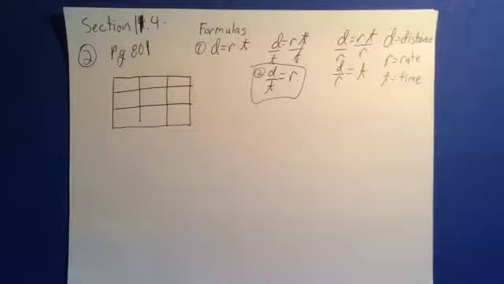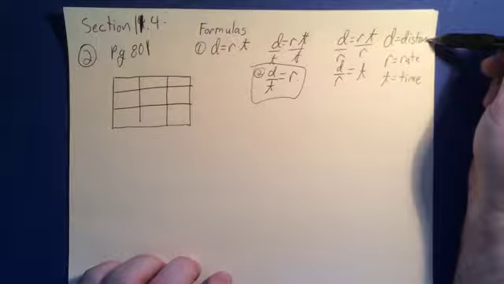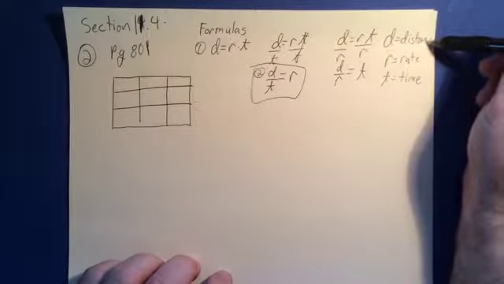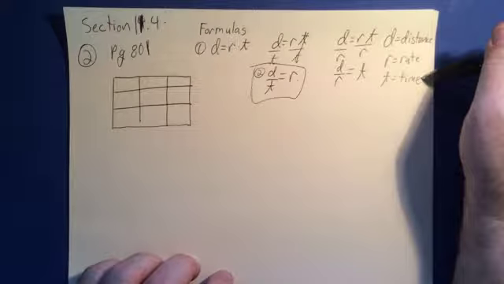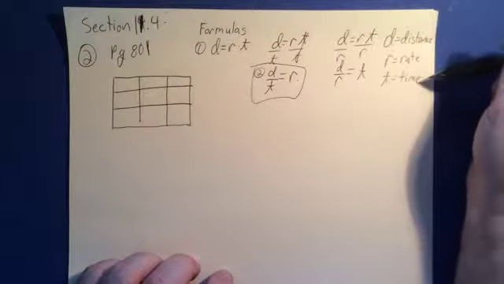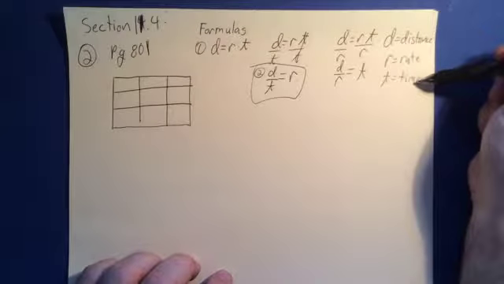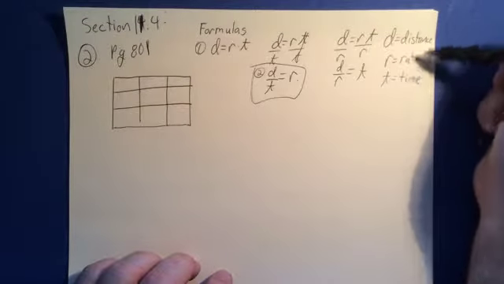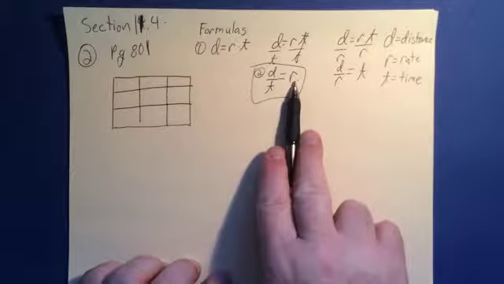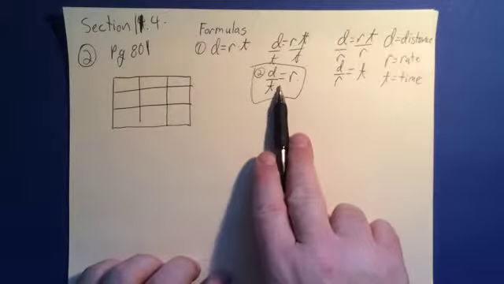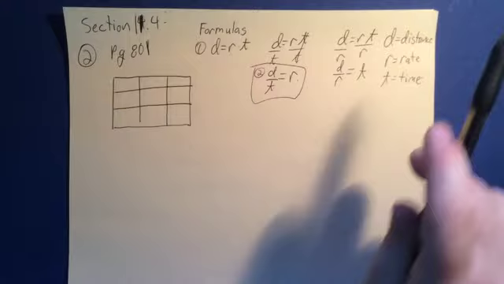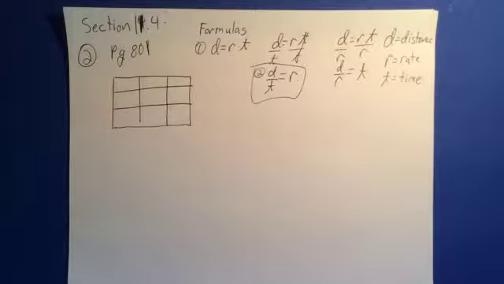The units of each of these may change. Distance can be in miles, it could be in kilometers, it could be in feet, whatever unit you're working with. Time could be in seconds, it could be in minutes, it could be in hours. And the rate will be the units of distance divided by the unit of time, as you'll see for r. We'll see that as we work with different problems here.